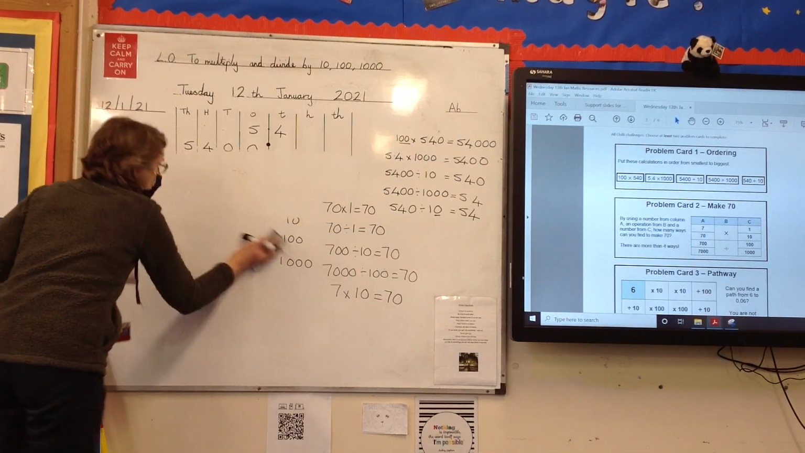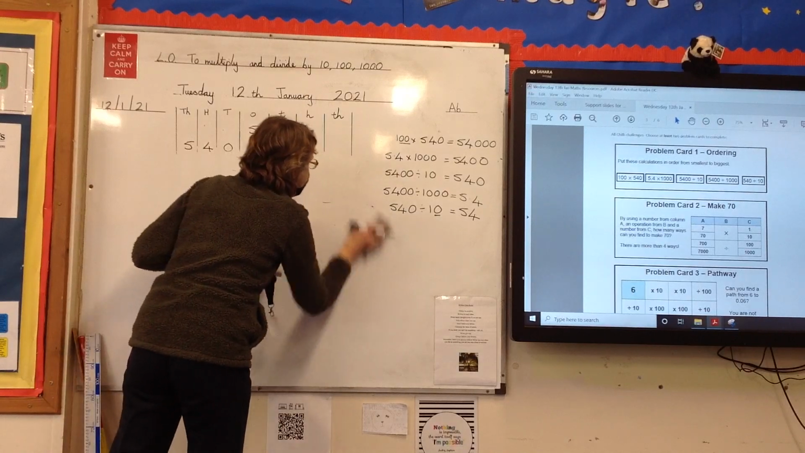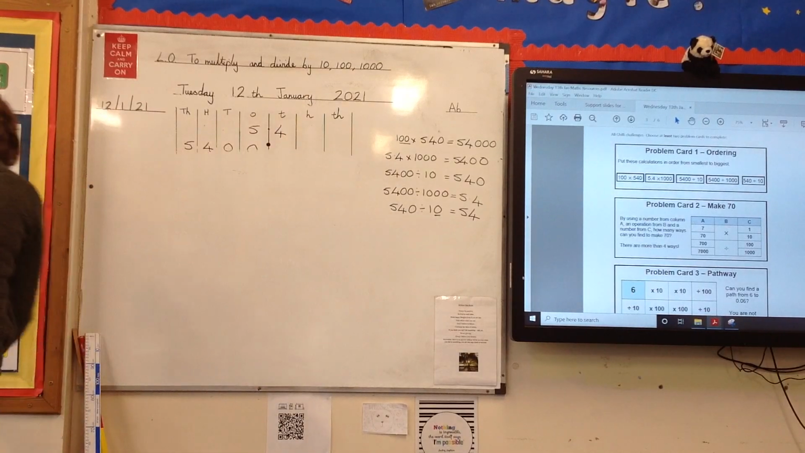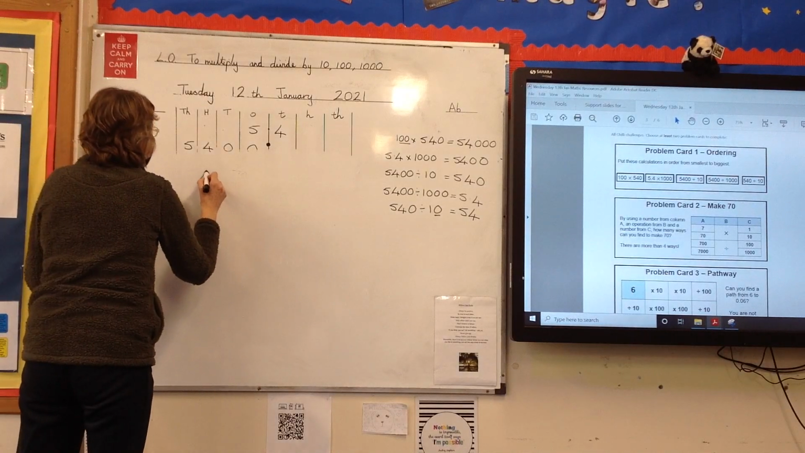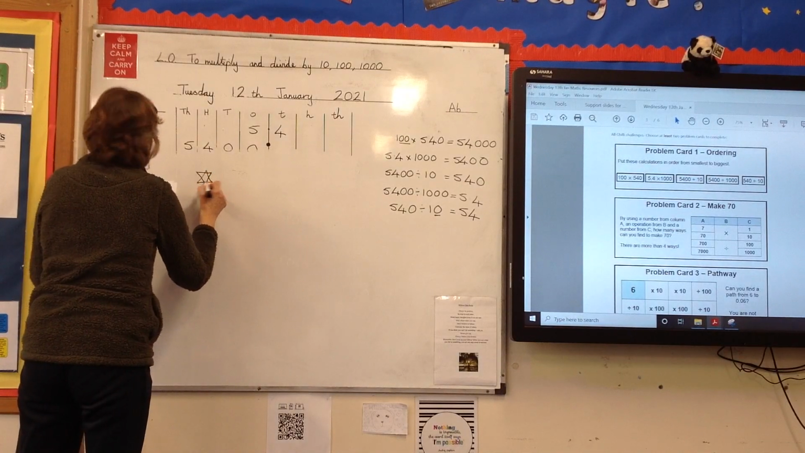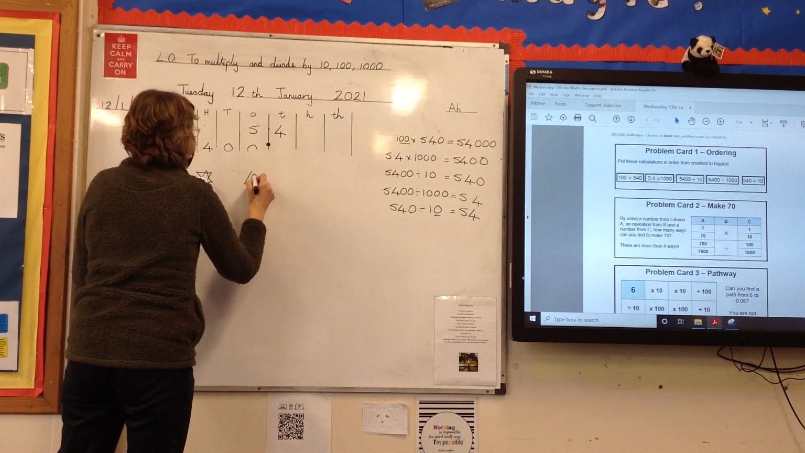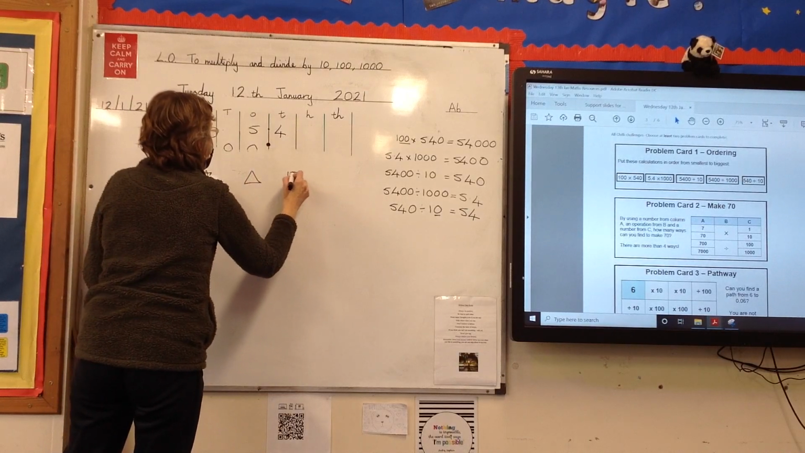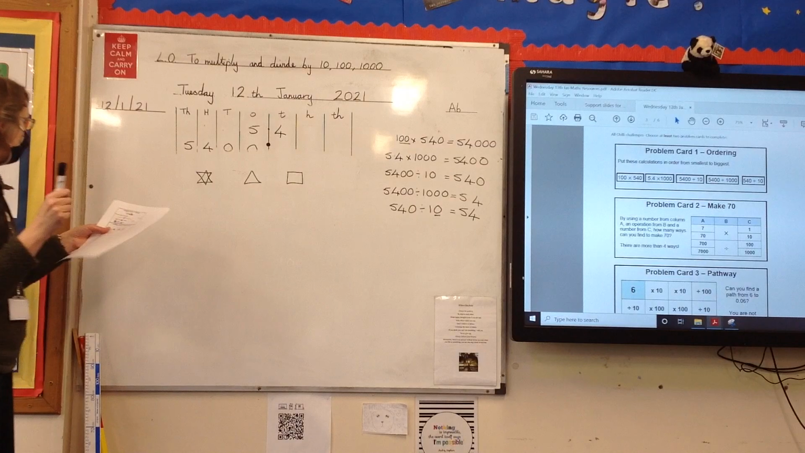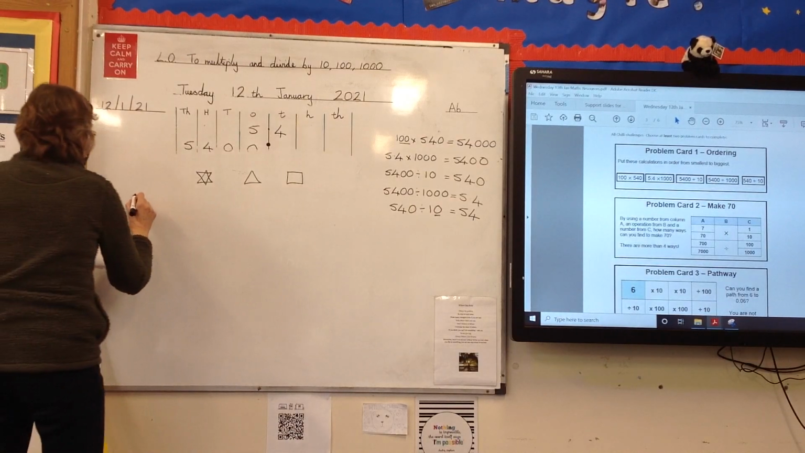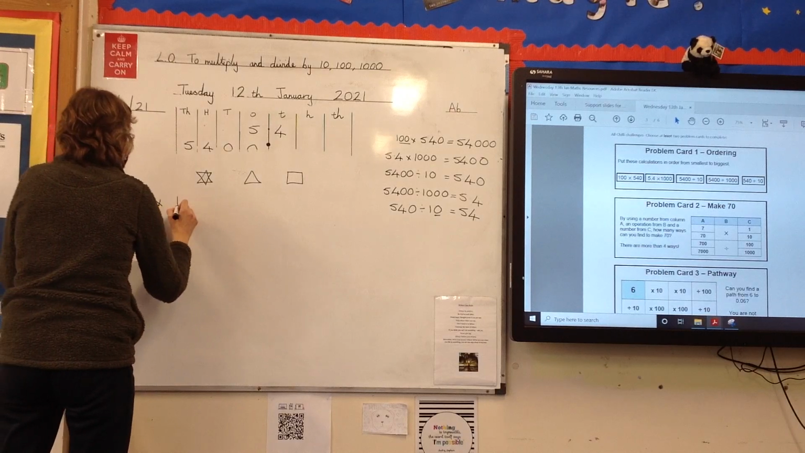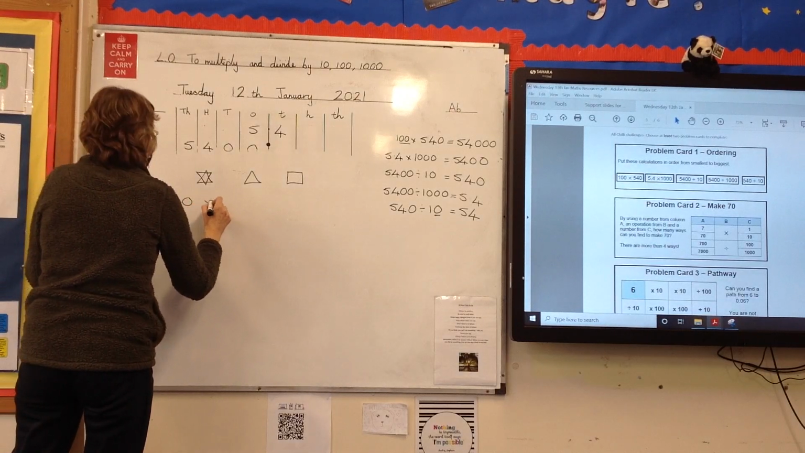So, the third problem that I'm going to look at was the star puzzle. Well, it wasn't just stars, it was stars, triangles, and squares. So, we had three symbols: star, excuse the drawing, I'm not very good at drawing, a triangle, and a square. And you had to work out the value of each symbol by looking at the calculations.